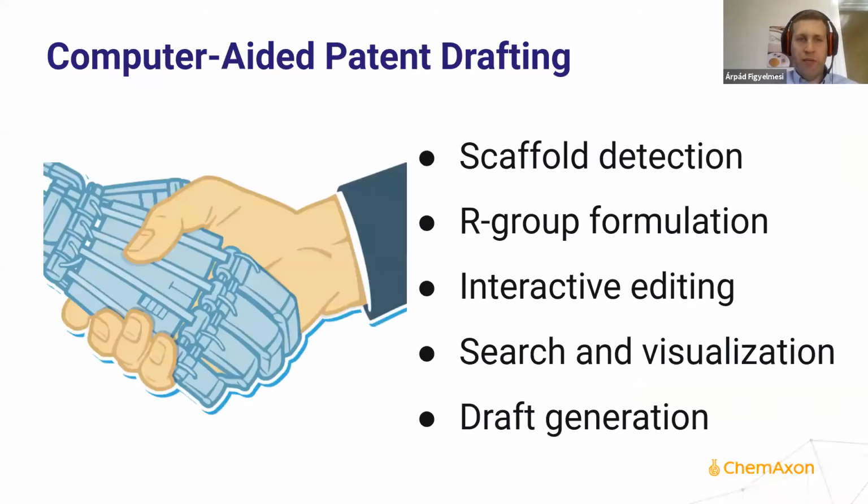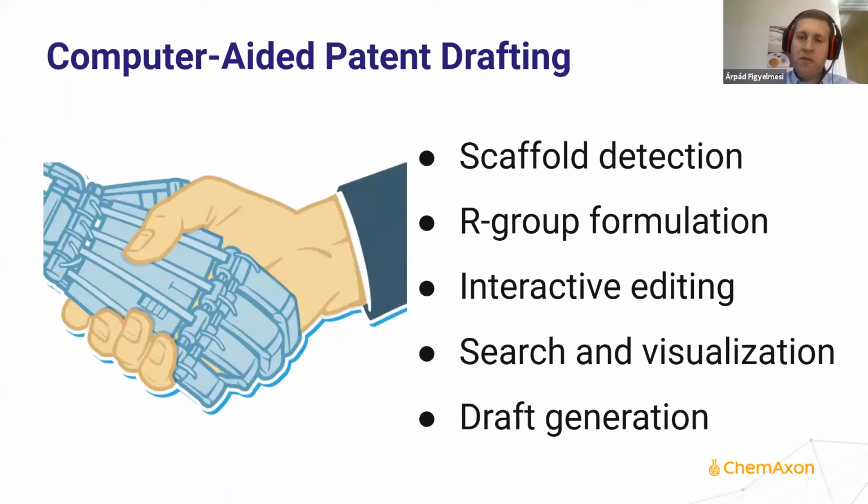Some details about the process. So our solution to overcome this frustrating task of drafting Markush claims combines the capabilities of computer technology with human intelligence. So we can do automatic scaffold detection to find the optimal scaffold of your compounds. We can also offer an initial list of R groups that you can modify in an interactive editor to extend the scope of your Markush structure.